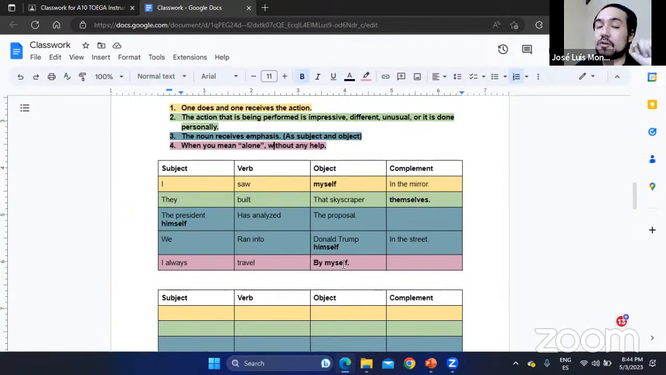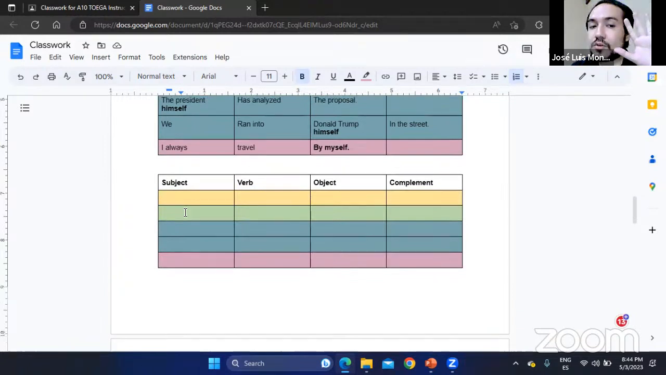All right, so you have a total of five sentences, please. And you have to write those five sentences here. The yellow one, you do, you receive the action. The green one, the action that you did is impressive. The blue ones, subject and object with emphasis on noun. And the pink one, alone. Something that you did or that you do or that you will do alone. Remember that all of them can be present, past, future. It depends on the context.